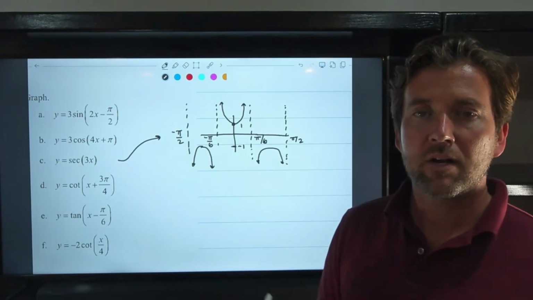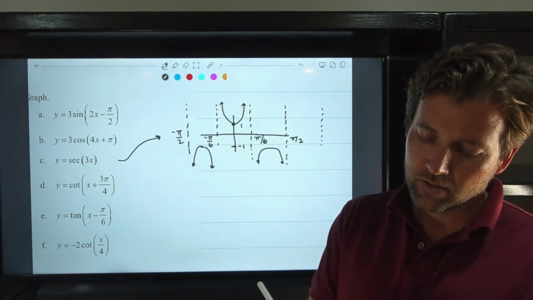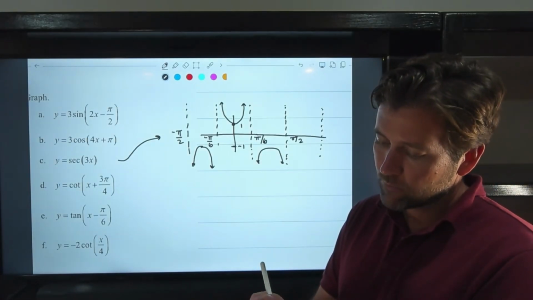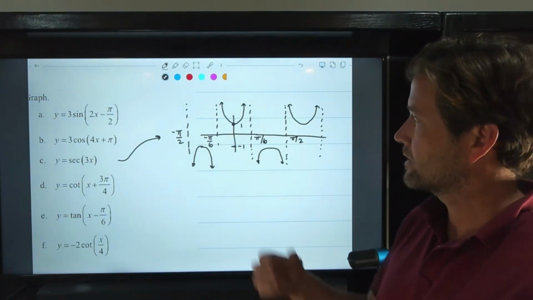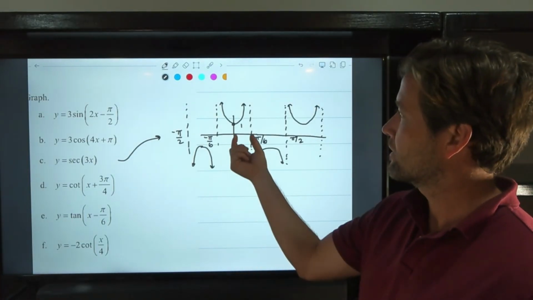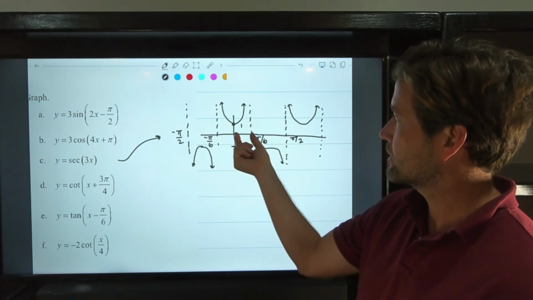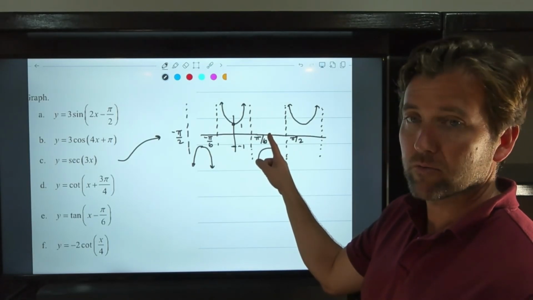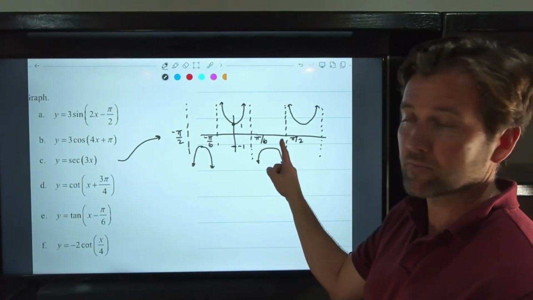Now I have 1.5 periods drawn, so I need to draw another period. So I'm going to go to the right. And I know the curve will be above the x-axis right here. Now check this out, it's pretty cool. From here to here is pi over 6. This is another pi over 6. So pi over 6 plus pi over 6 again is 2 pi over 6. Add pi over 6 again to go from here to here. That's 3 pi over 6, which is pi over 2.